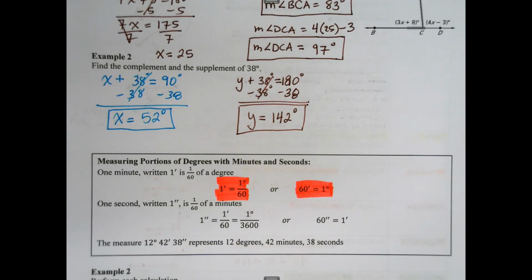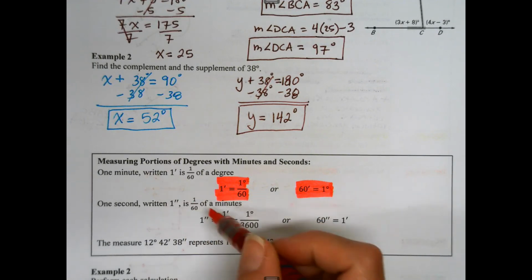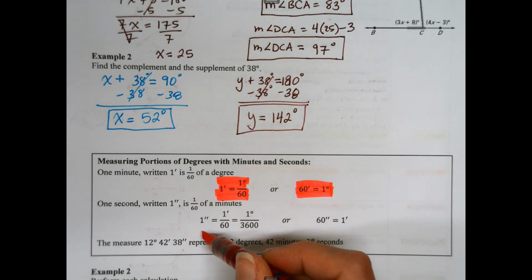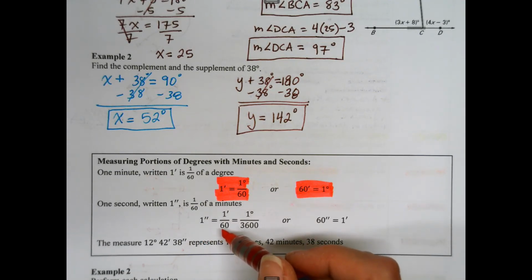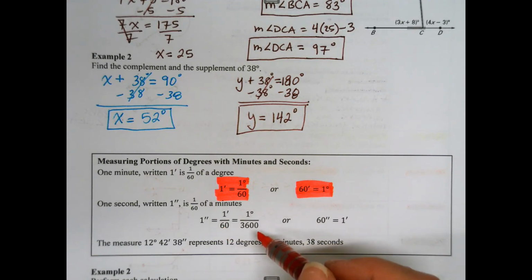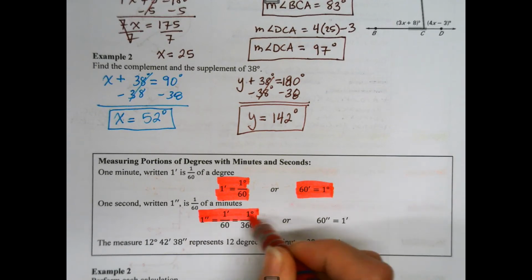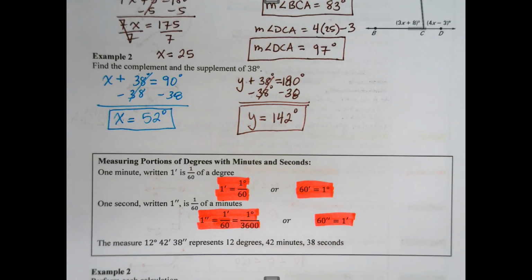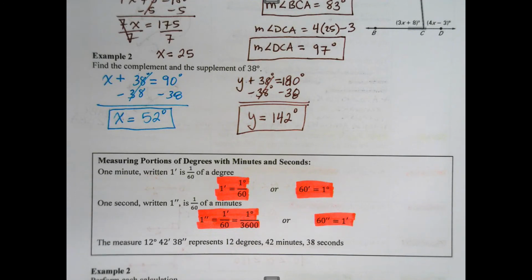1 second, written 1 with the little quote, is a 60th of a minute. 1 second is equal to 1/60th of a minute, which is 1/3600th of a degree. Or 60 seconds is equal to 1 minute. And the measure 12 degrees, 42 minutes, and 38 seconds would be how we read this.